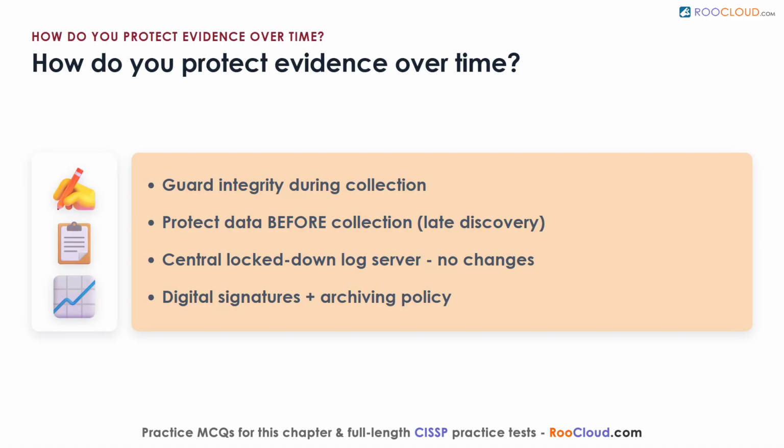First, guard the integrity of evidence during collection, because altering it even slightly can get it thrown out. Second, protect the data before you ever collect it, since many incidents are discovered long after the fact. A key log that could unmask an attacker is useless if it was purged first. Attackers often try to wipe logs to cover their tracks, so send log records to a locked-down central server that does not allow changes. Digital signatures can prove logs were not altered after capture, and a simple archiving policy keeps evidence available no matter how old the incident. Picture a security camera that streams footage to an off-site vault the moment it records.